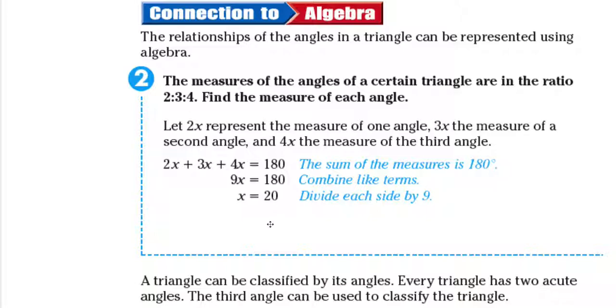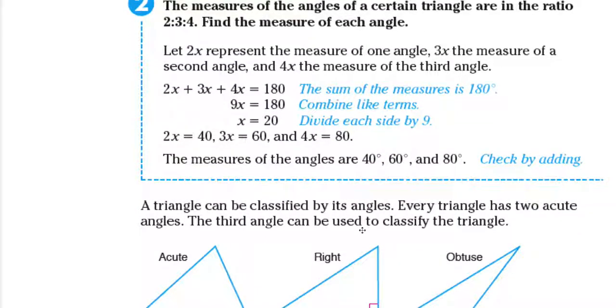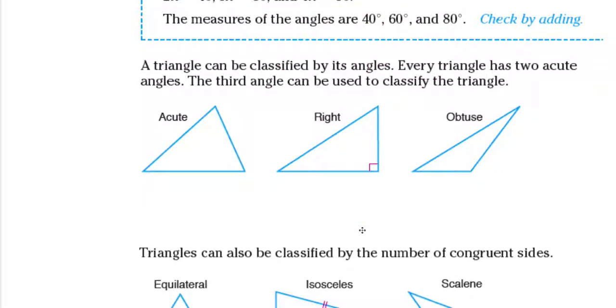Okay, so if we take that 20 and go back to our let statement of 2x, 3x, and 4x, we find that the measures of the angles are 2x equals 40, 3x equals 60, and 4x equals 80. So the measures of our angles are 40, 60, and 80 degrees. We can check this, okay, by adding 40 plus 60 plus 80, which will give us 180 degrees. Okay, and let's take a look at this last thing.